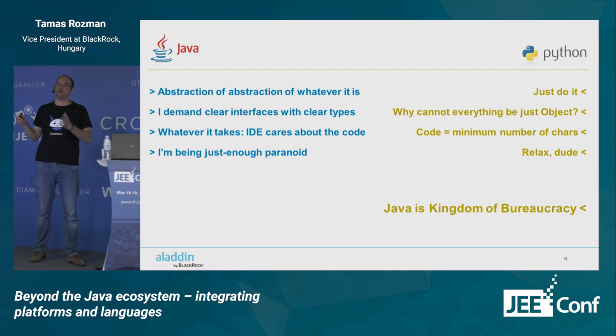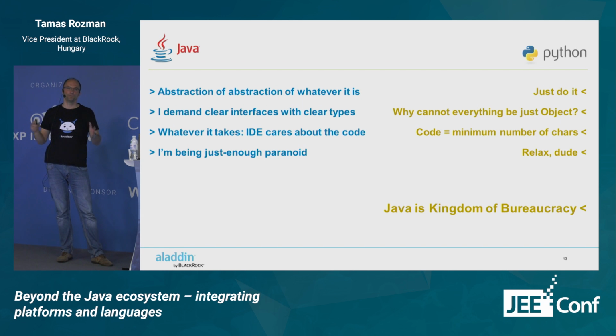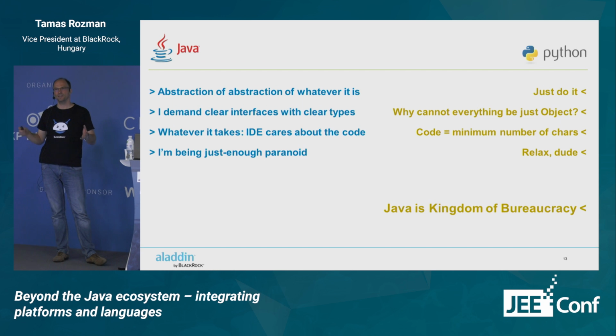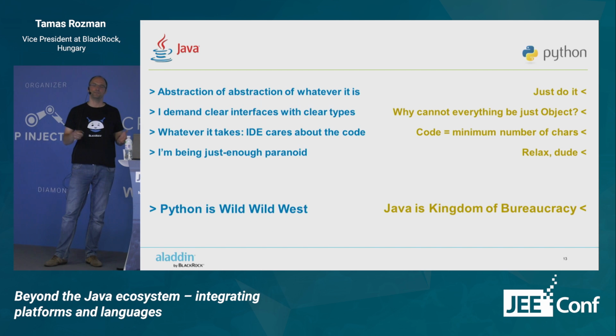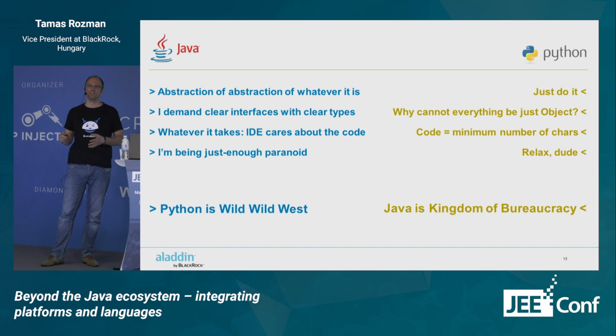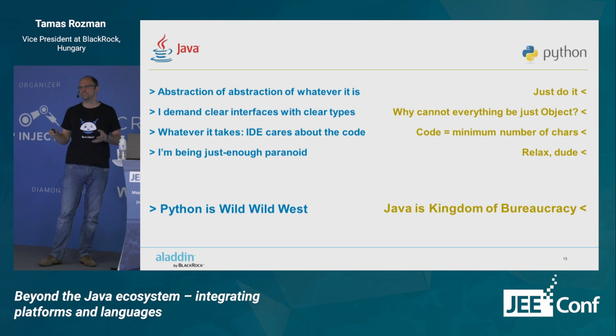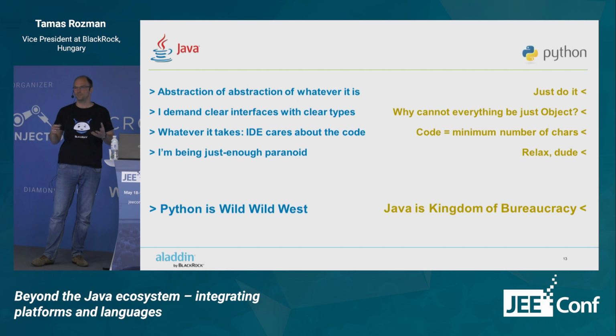Altogether, I would say that Python developers see Java as a quite bureaucratic language, with a lot of things that are not doing the functional thing that they require. But Java developers think of Python developers as the Wild West. They can do a lot of things and they don't care about the beauty of coding.